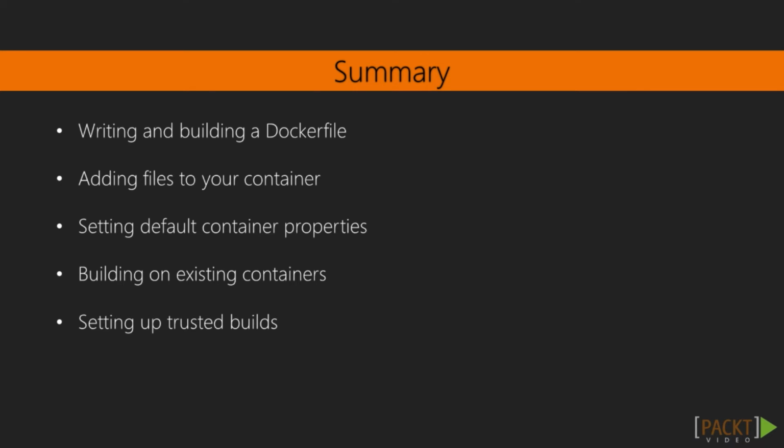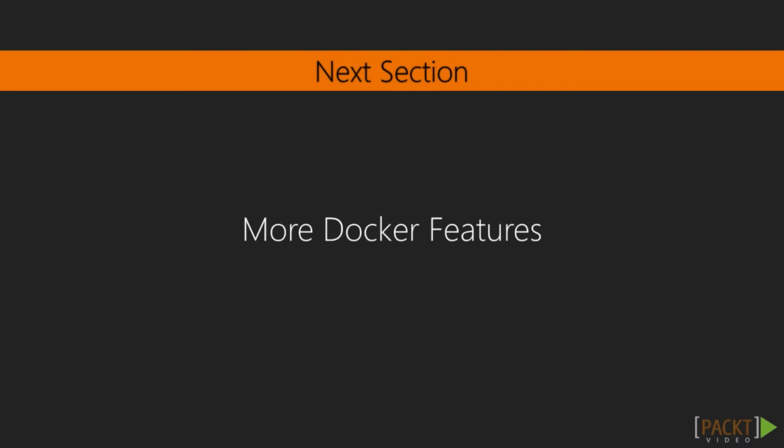In this section, we have learned about Dockerfiles and looked in detail at container management, working with containers, building upon them, and setting up our own trusted containers. In the next section, we look at Docker defaults, ports, and networking with Docker, and examine ways in which we can link containers together.